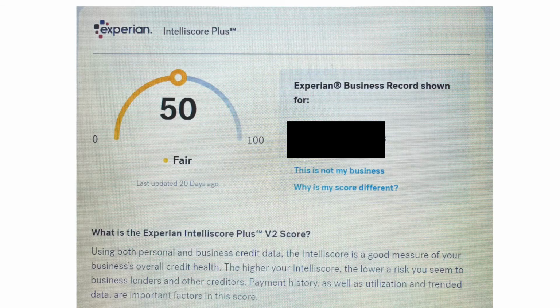When I first signed up with NAV, the day after, I already had a business credit score of 50, which is considered a medium risk. And that was immediately after I signed up for the Business Boost subscription. So that means they already reported my data to Experian Business Credit. That was in September when I signed up for NAV.